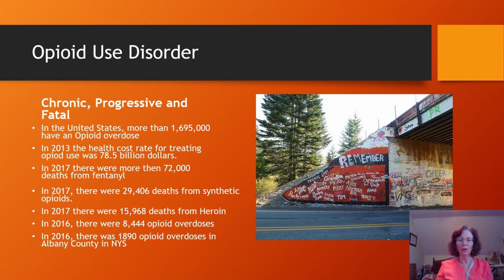In the United States, more than 1,600,000 have an opioid overdose. In 2013, the health cost for treating opioid use was more than $78 billion. In 2017, there were more than 72,000 deaths from fentanyl. In 2017, there were almost 30,000 deaths from synthetic opioids. In 2017, there were over 15,000 deaths from heroin. In 2016, there were almost 9,000 opioid overdoses. And in 2016, there were 1,800 opioid overdoses just in Albany County in New York State.